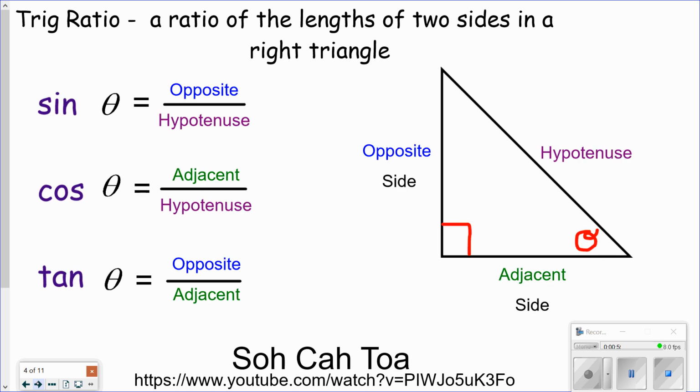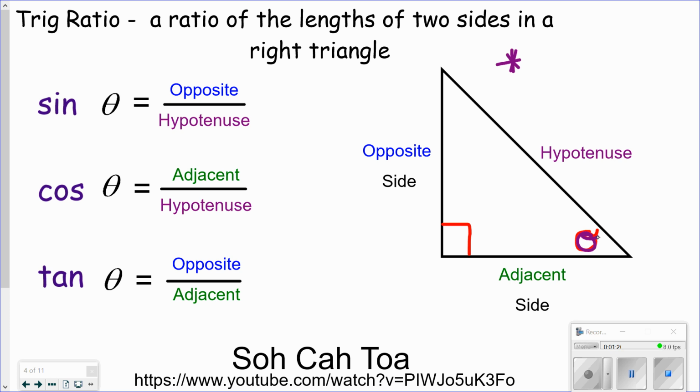There are three trig ratios that we're going to focus on. A trig ratio is a ratio of the lengths of the two sides in a right triangle. If I look at my right triangle over here, this symbol here is called theta. Theta will give you the measure of that angle.